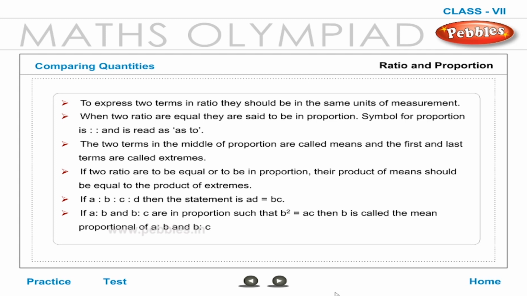If A is to B as C is to D, then the statement is AD = BC. If A is to B and B is to C are in proportion such that B² = AC, then B is called the mean proportional of A is to B and B is to C.